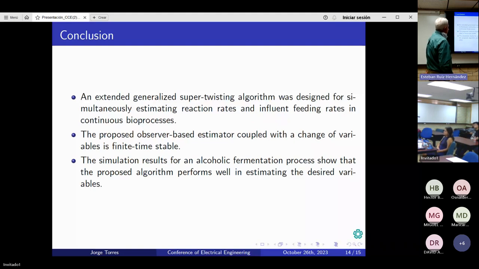This is the time scale. The simulation presented in the anthropogenic fermentation function shows good performance in estimating the desired variables. This theory can be applied to any other bioprocesses that satisfy the generalizing model. Thanks.